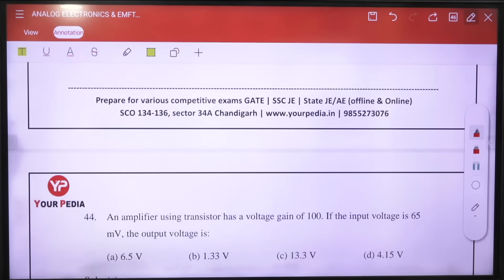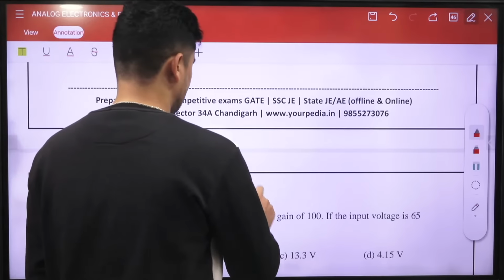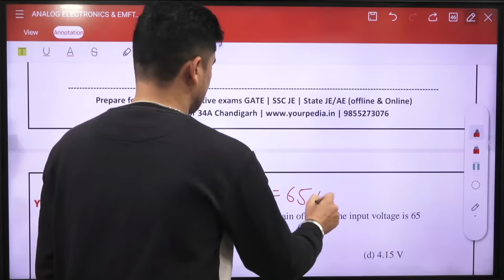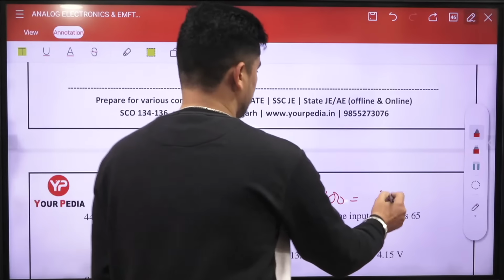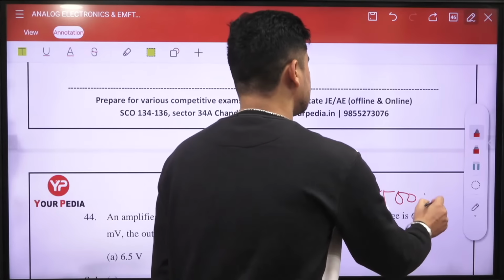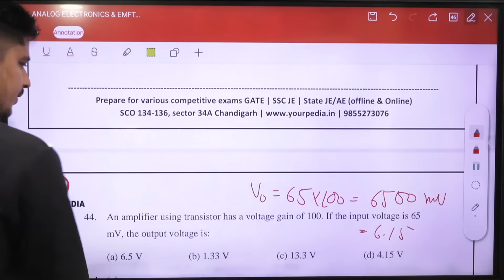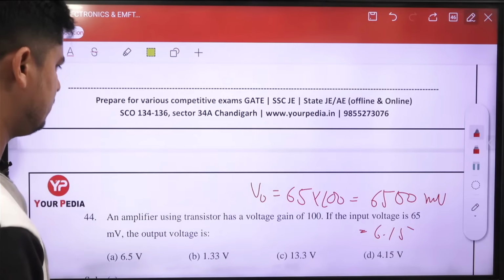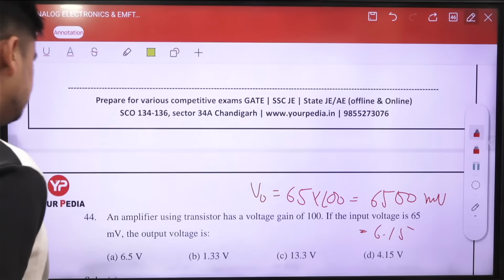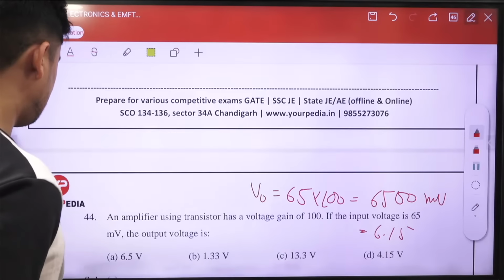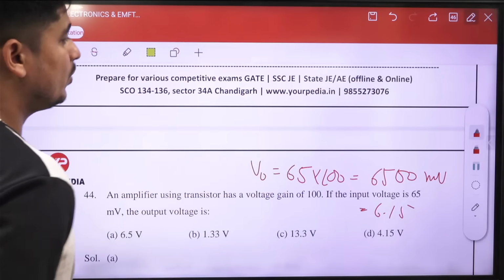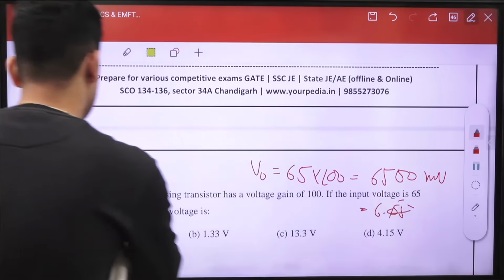Tell me the answer for this question. The amplifier has a voltage gain of 100 and input voltage is 65. The output voltage is going to be 65 into 100, that is 6500. This is in millivolt. If you convert that into volt, sorry, it's 6.5. That answer is A.